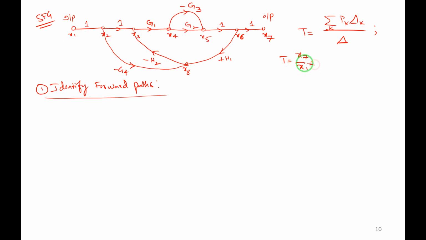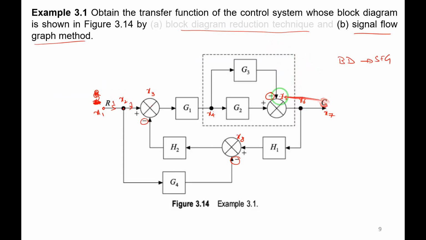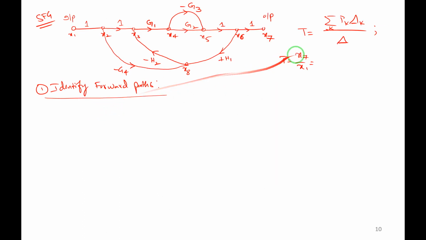So here, what is x7? It is nothing but C. X1 is R. So I will say C by R. Is it fine? I hope you are getting C by R, and you will get some transfer function. We will find this out using Mason's gain formula.